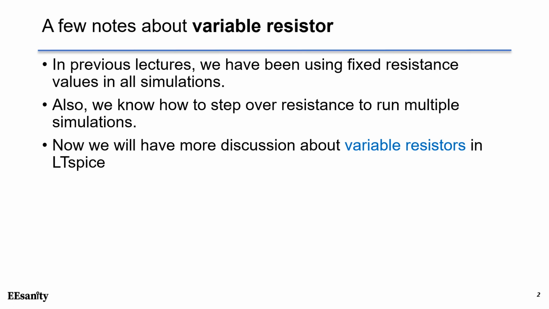In previous lectures, we have been using fixed resistance values in all simulations, such as in transient simulation or in AC analysis. Also, we know how to use the step function to step over resistance and run multiple simulations. Now, we will have more discussion about variable resistors in LTspice.